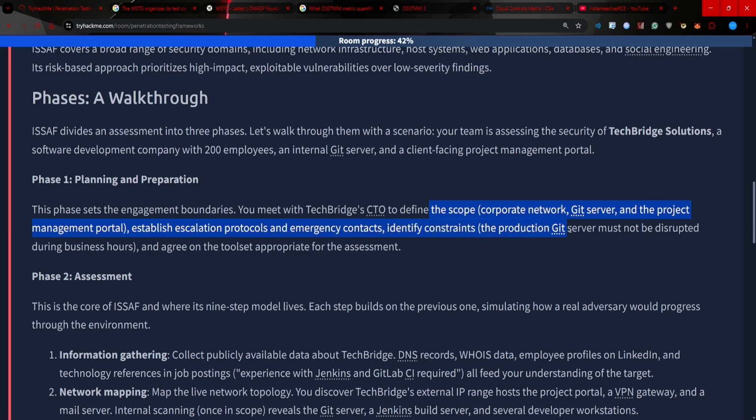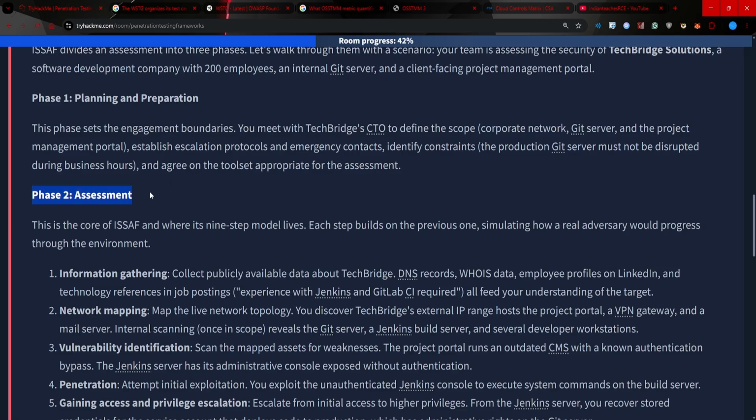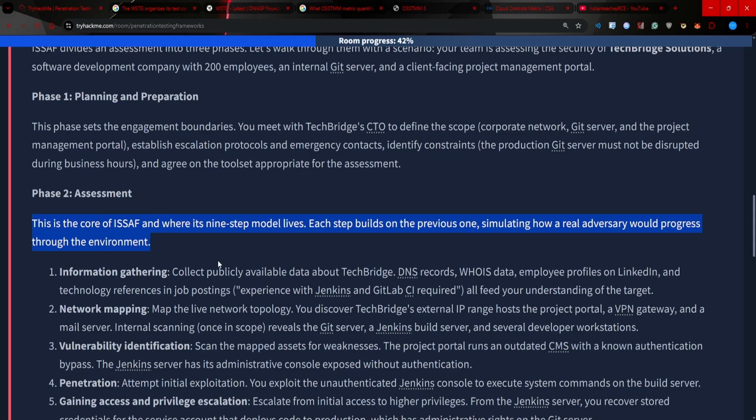Identify constraints. The production Git server must not be disrupted during business hours, and agree on the toolset appropriate for the assessment. Phase 2. This is the core ISSAF, where its 9-step model lives. Each step builds on the previous one, simulating how a real adversary would progress through the environment.